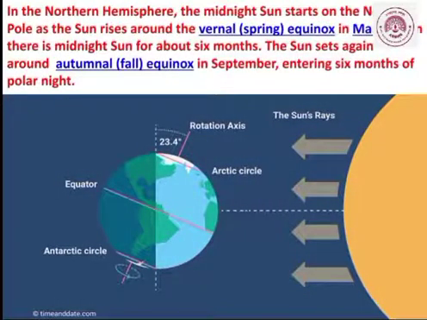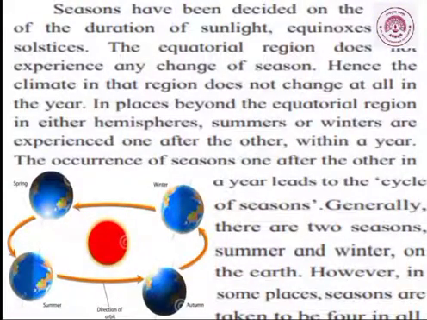Now, we are going to see about the polar day. In the northern hemisphere, the midnight sun starts on the North Pole as the sun rises around the vernal equinox in March. Then there is midnight sun for about 6 months. The sun sets again around the autumnal equinox in September, entering 6 months of polar night. Now, let's move further.